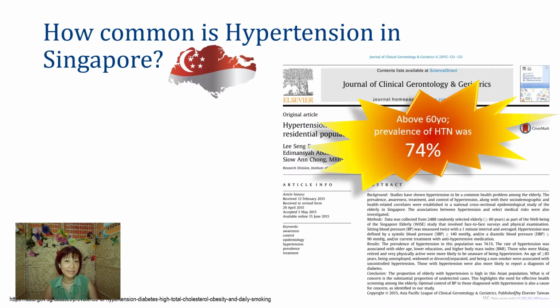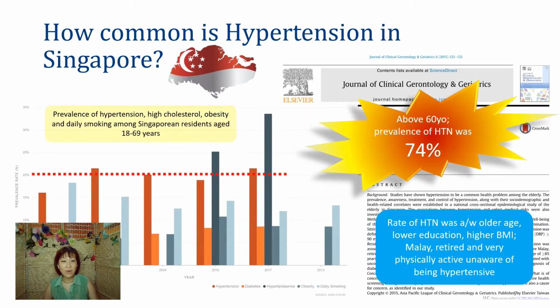Okay, so how common is hypertension in Singapore? If you look at the prevalence across the 18 to 69 age range of all Singaporeans, the prevalence rate is maybe about 20%, if you see the red bars over there. However, if we're talking about people above 60 years old, the prevalence of hypertension was as high as 74%. Can you imagine? Like 8 out of every 10 persons that you know could be hypertensive. The rate of hypertension was associated with older age, lower education, higher BMI, the Malay ethnic group, the retired, and very interestingly, there were people who were very physically active that were unaware that they were hypertensive as well.